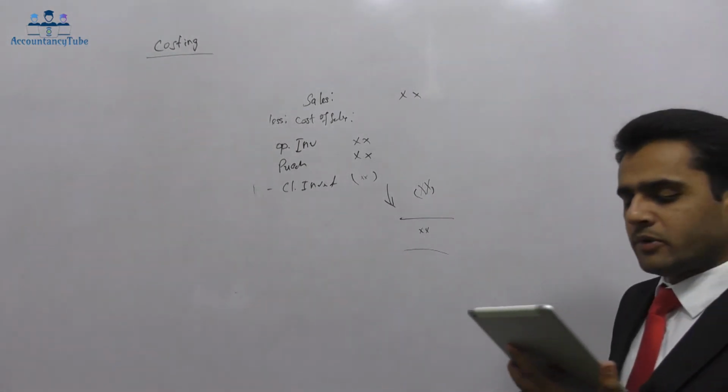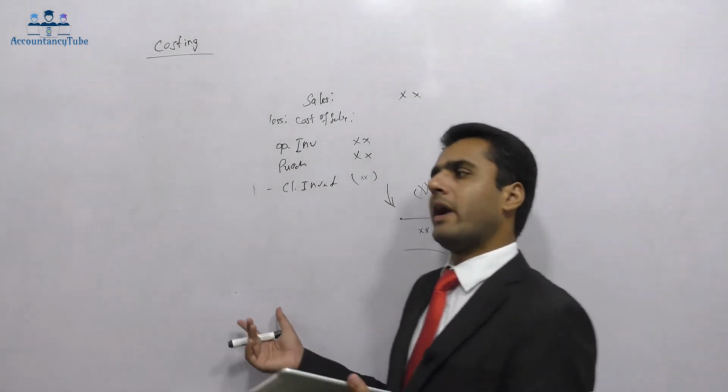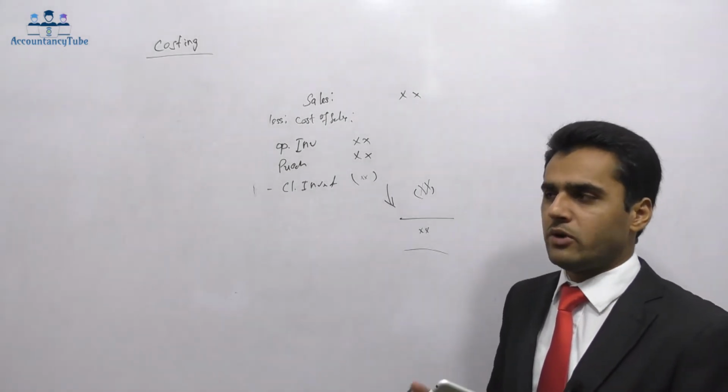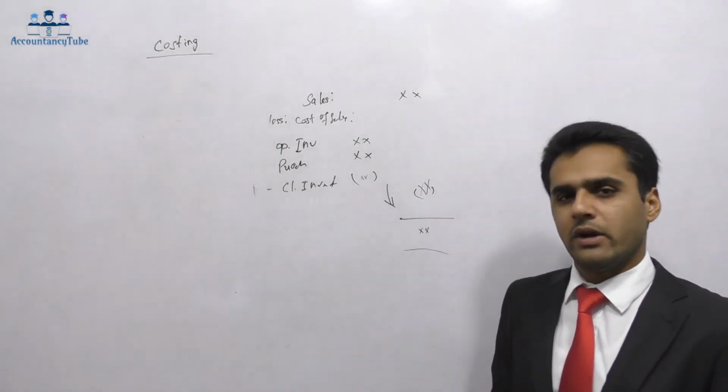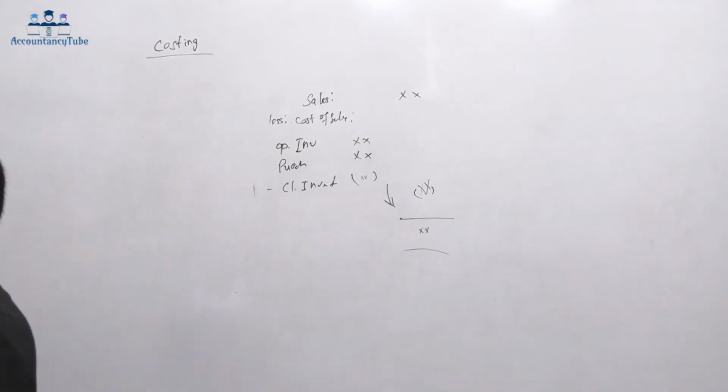Over or under absorption helps in controlling costs. So when we know that we have absorbed more overhead than we should have, then in the next period we will try to reduce our overheads, right? So it helps us control the costs. It is very, very good.